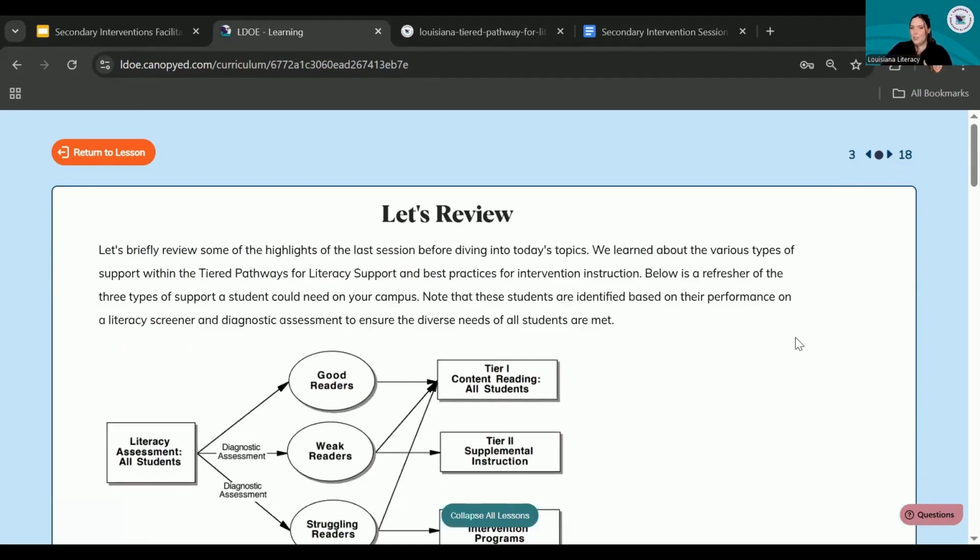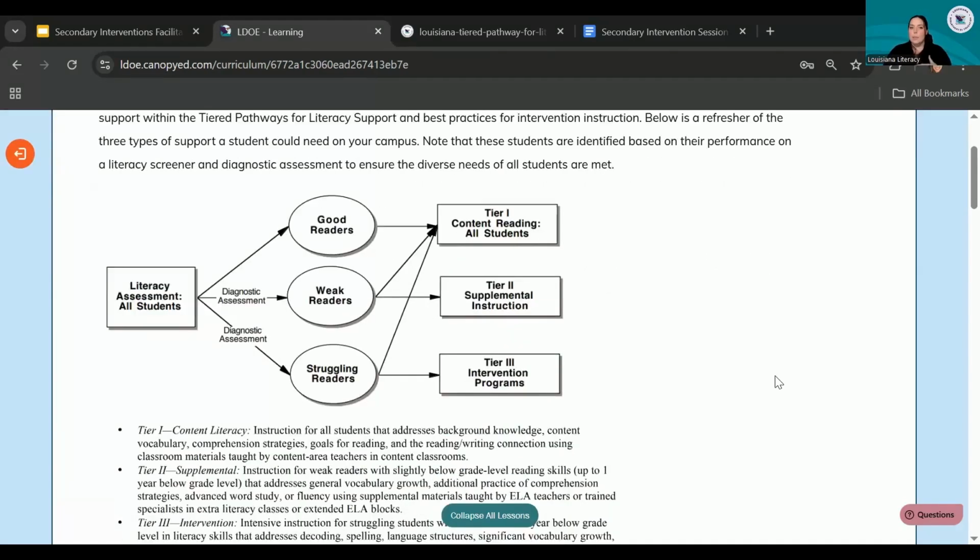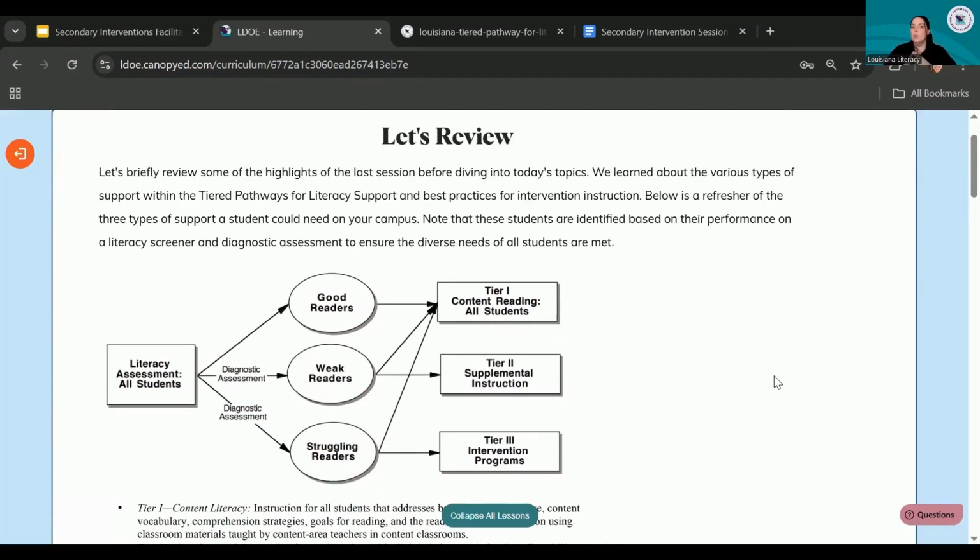I also like to start these sessions off with a quick review of what we have already covered, at least just the highlights of it, especially for those of you that might be joining us for the first time. So I like this image a lot because I think it just very succinctly shows you the categories that students may fall into in terms of their ability to read.